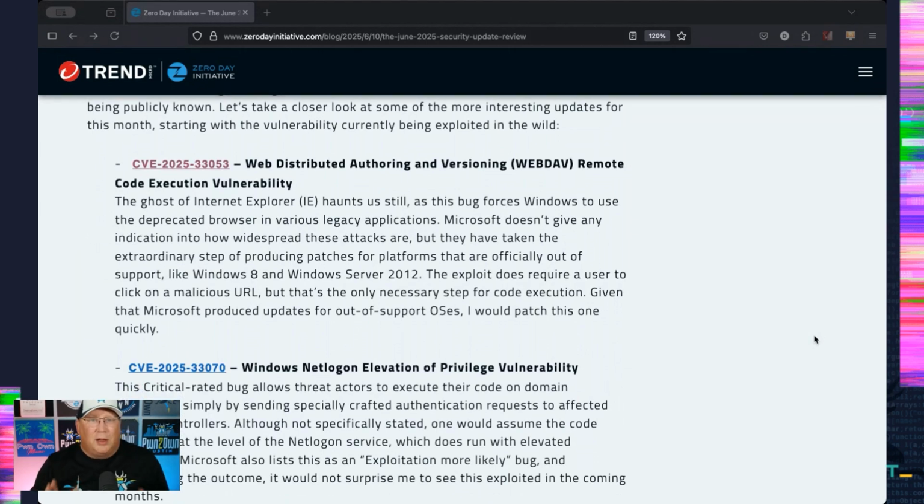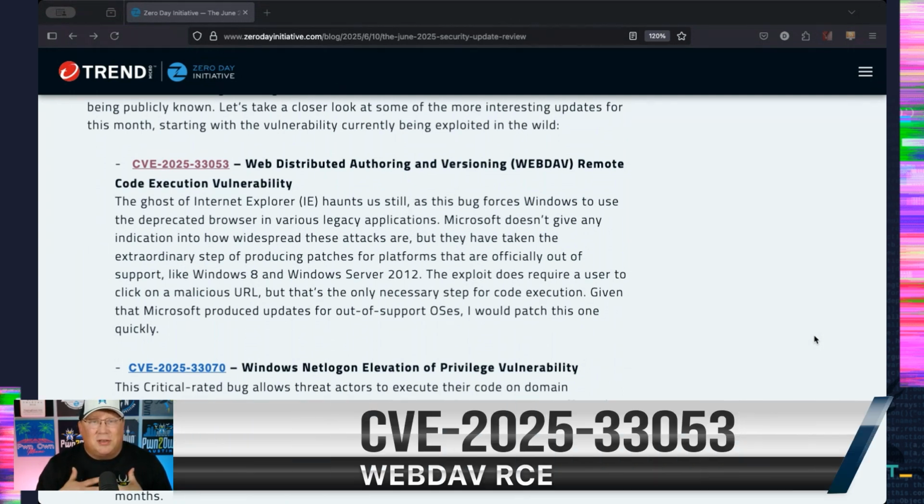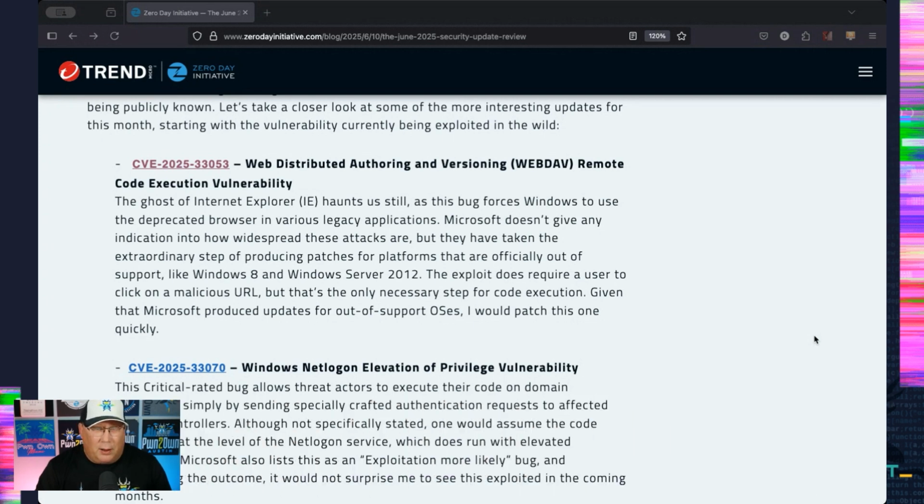Let's start with the bug that's under active attack, and this is WebDAV. And this is the ghost of Internet Explorer coming back to haunt us once more. Someone please get Ed and Lorraine on the phone and get them here to exorcise this, because even though IE is deprecated and is no longer used, has been removed, the primary engine still exists on Windows platforms and can be called by certain legacy applications, which appears to be what is happening here.